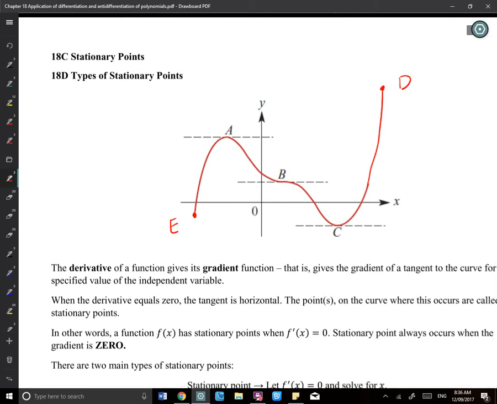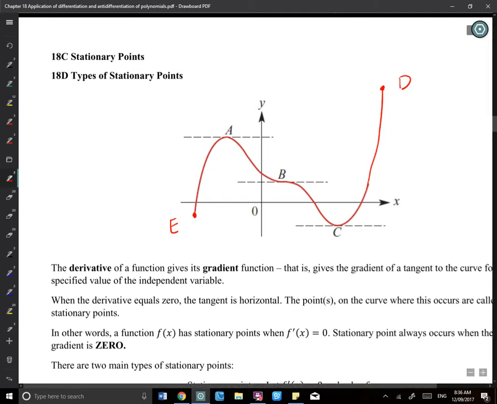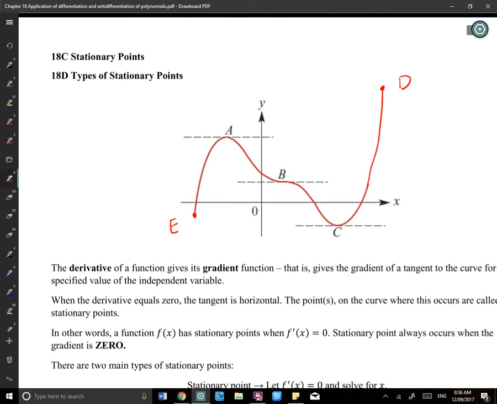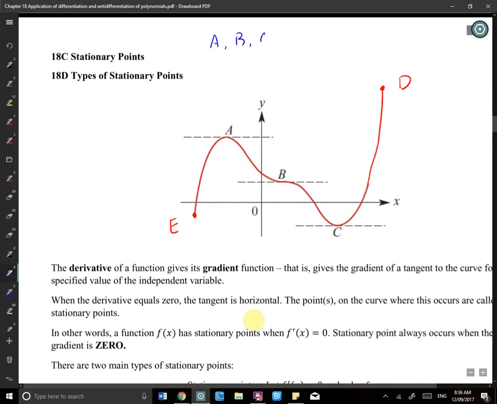So let's talk about the name of each individual point on this graph. First of all, A, B, and C, those 3 points are all called stationary points. And D and E are called endpoints.